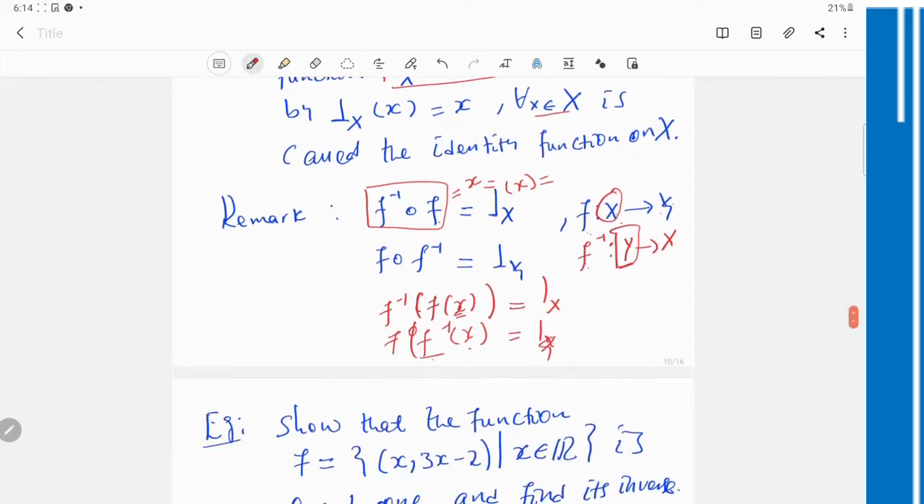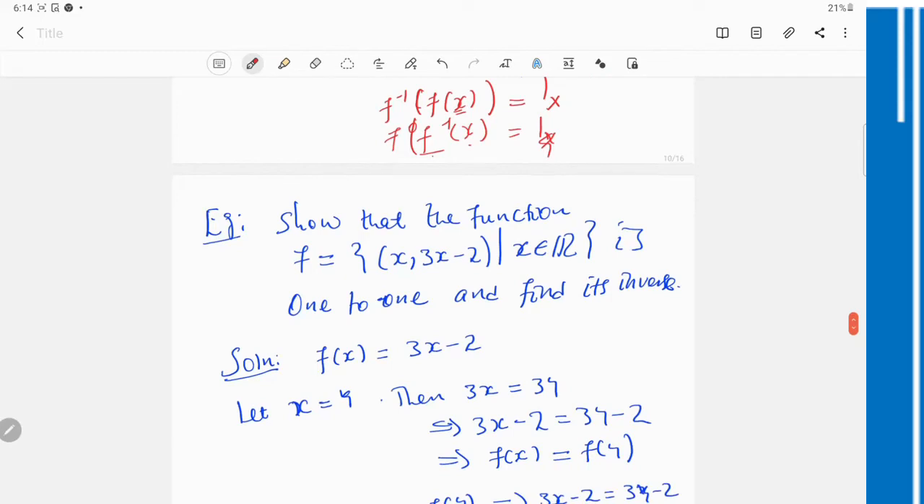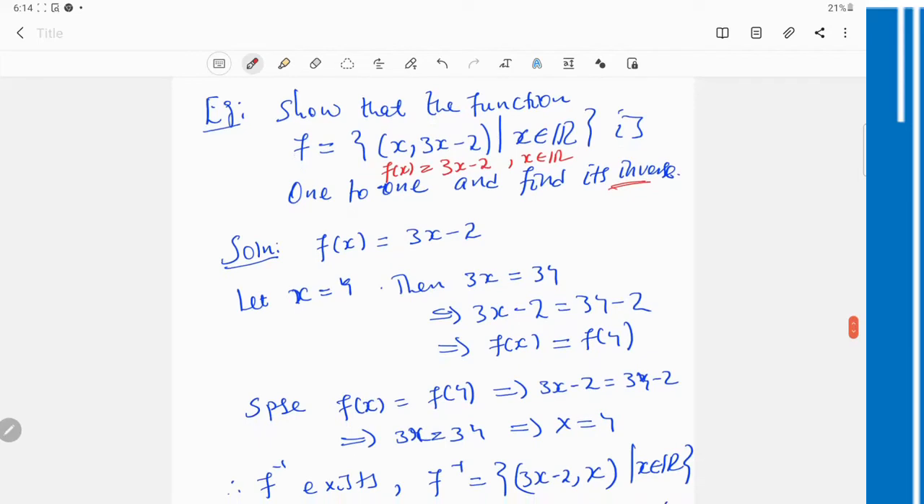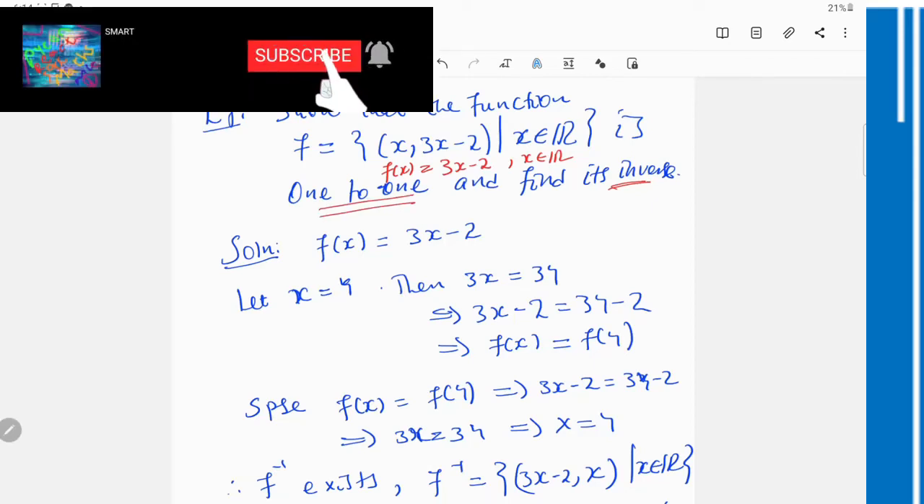Now let's show that this function f, which is given by f of x equals 3x minus 2, where x is from R, is 1-to-1, and if it's 1-to-1, then definitely it has an inverse. So how can you show that this is a 1-to-1 function? Remember that always you need to check well-definedness. Well-definedness is a must for a function.